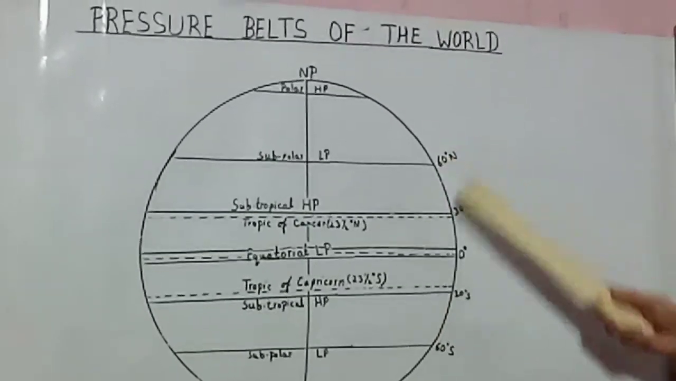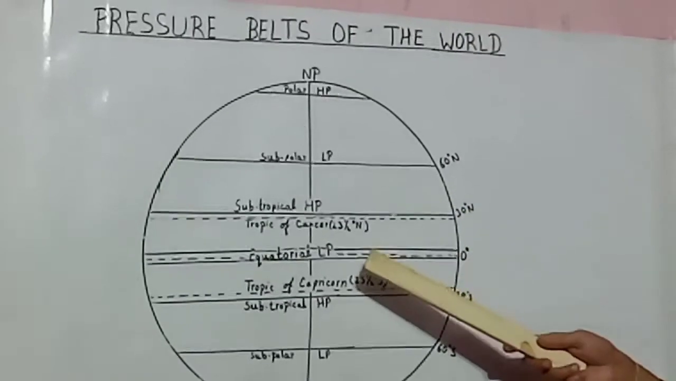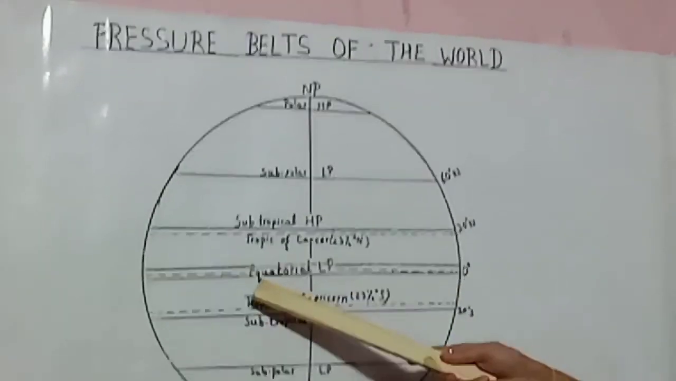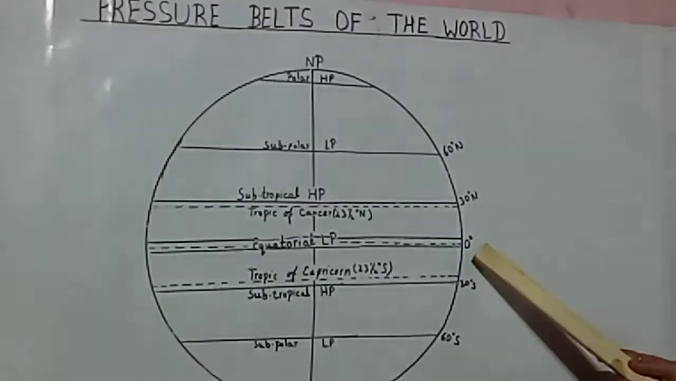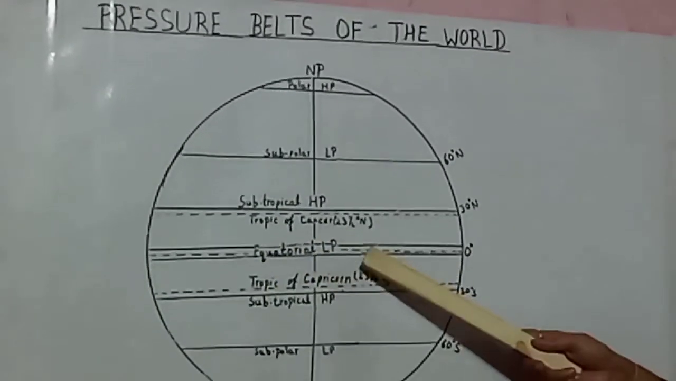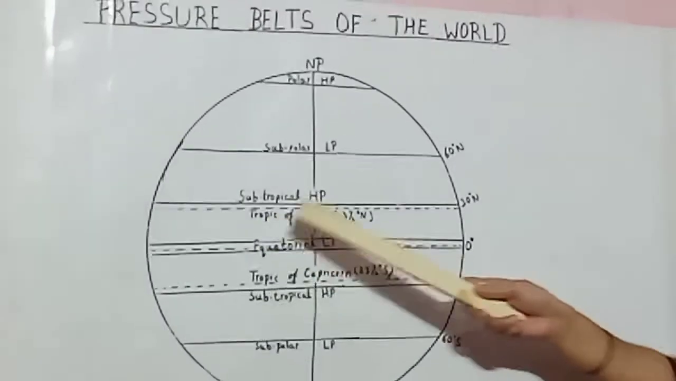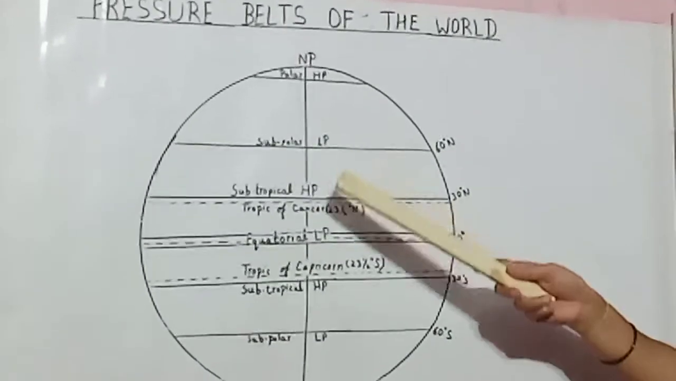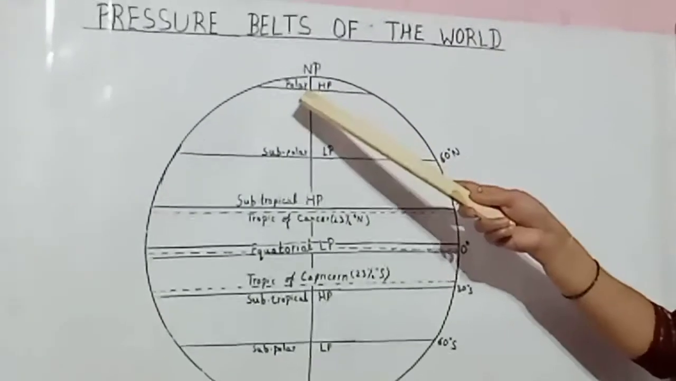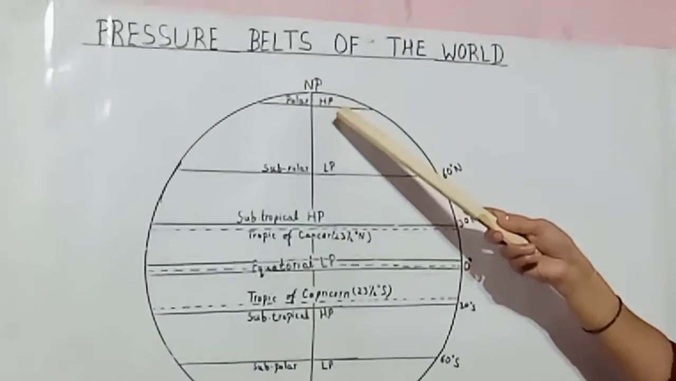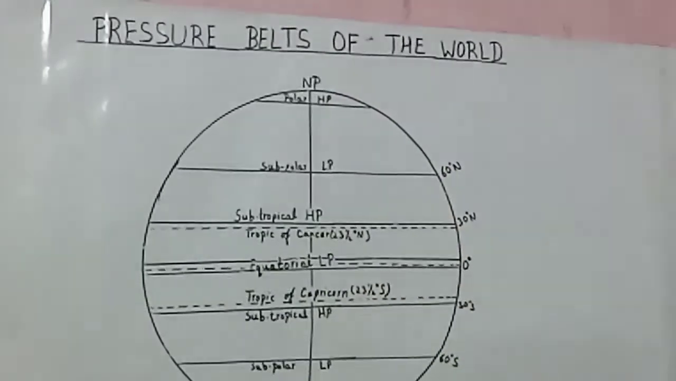So students, you learned about the pressure belts. First is the equatorial low pressure belt, which is found on the equator line, and second is the subtropical high pressure belt, and third the subpolar low pressure belt, and last the polar high pressure belt, at the North Pole and South Pole.